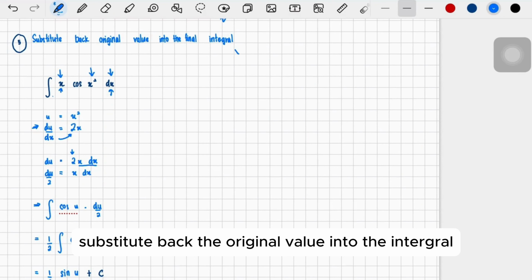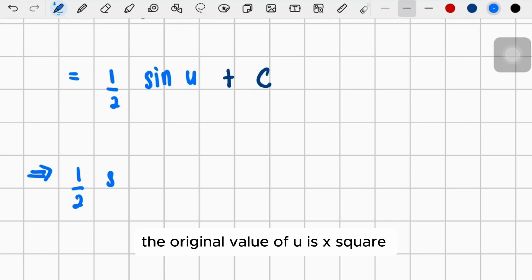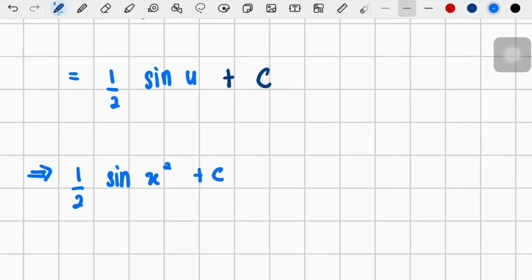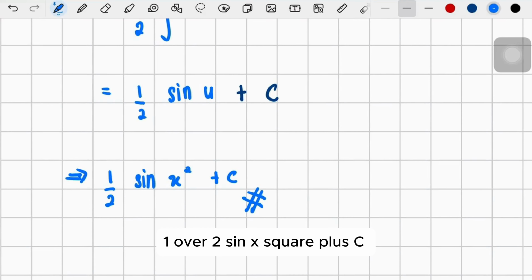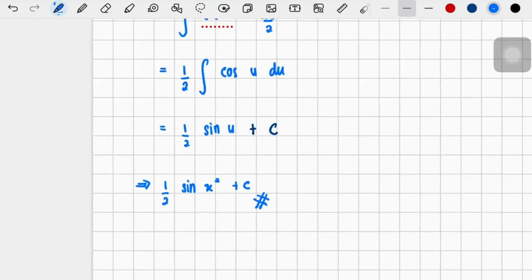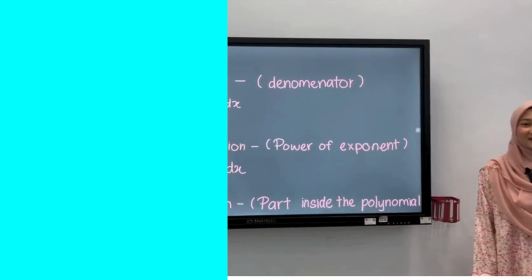Okay, what is the original value of u? Yes, the original value of u is x squared plus c. Then you can get the final answer, 1 over 2 sin x squared plus c. Okay guys, can you get the idea? Okay, if you get a question, remember to follow these 5 steps.